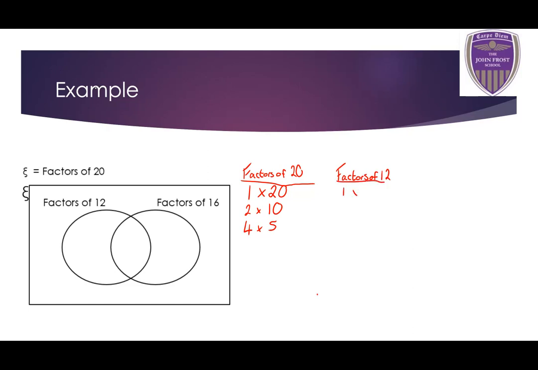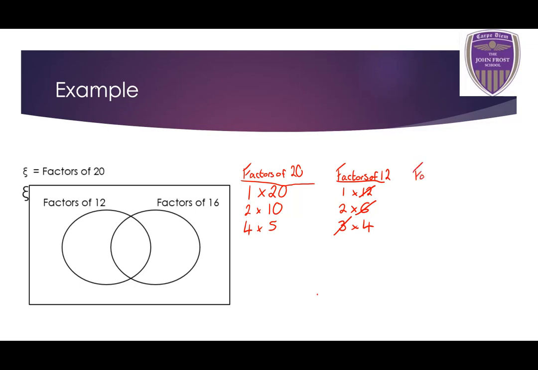So factors of 12, we've got 1 times 12. We've got 2 times 6. And we've got 3 times 4. Now, which of these numbers match up with the factors of 20? In other words, what are the same factors in these numbers? Well, there's no 12 in factors of 20, so we have to get rid of that. There's no 6 in factors of 20, and there's no 3 in factors of 20. So we have to get rid of those.